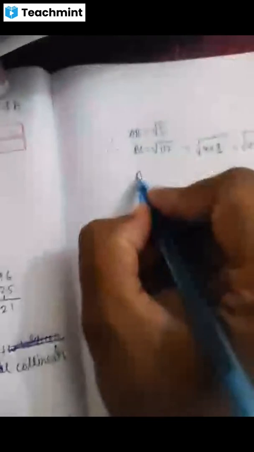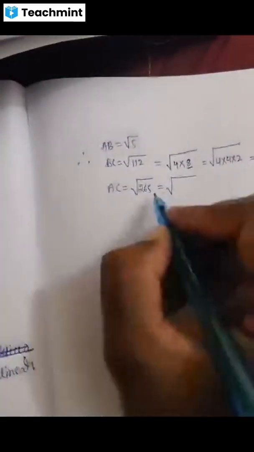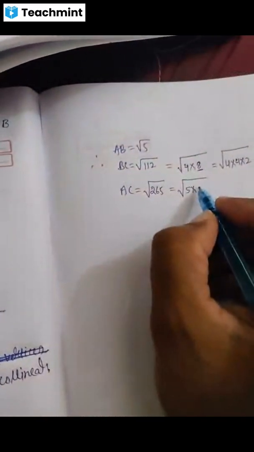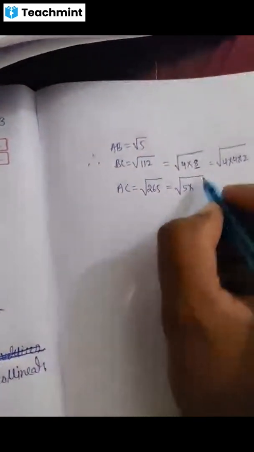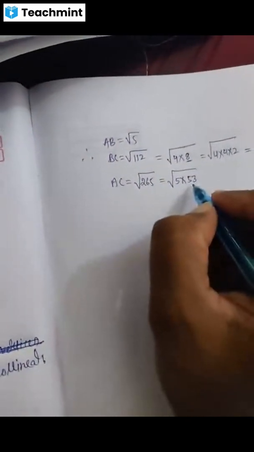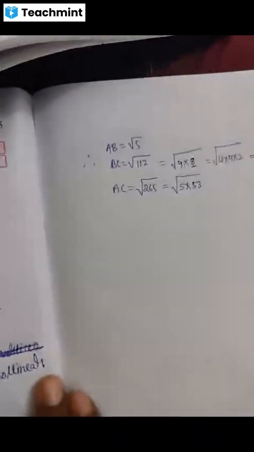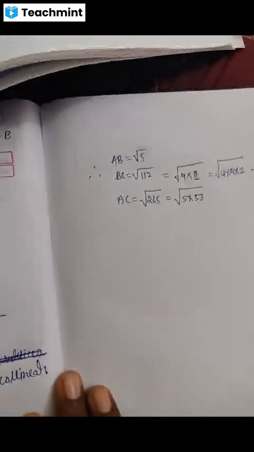Okay, so in the same way, AC is given by what? Root 265, that is divisible by 5. So multiply by 5, divide by 5. 5 5s are 25, sir. 5 5s are 25. 1 remains, 5 3s are 53. Whether it is divisible by 3? No, sir.